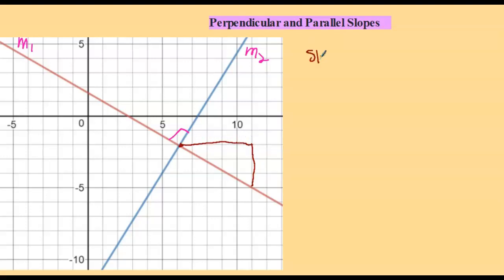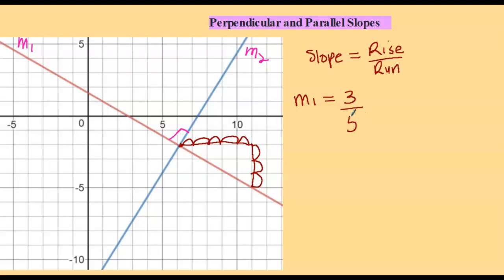We are still using rise over run. For M1 here, we see that it's rising 1, 2, 3. It's rising 3 over, it's running 1, 2, 3, 4, 5, running 5. And this line is going down, so it's negative.